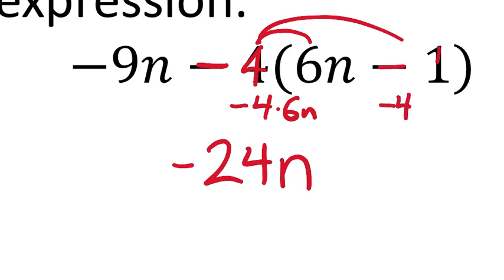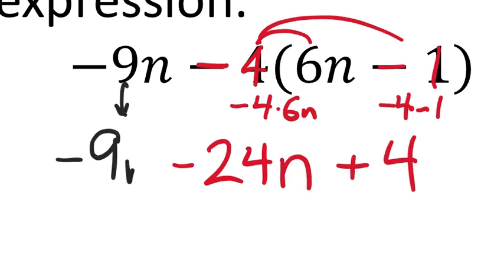I'm going to multiply this by negative 1 because of the minus sign. So times by negative 1. And that results in positive 4. So I show it as plus 4. Of course, we still got the negative 9 n's that will drop in black there.